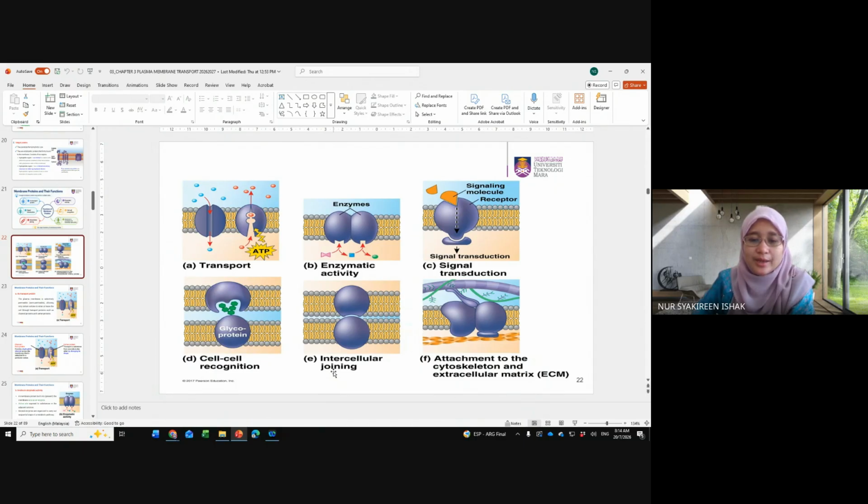Okay. And then we have here the proteins that are involved in intercellular joining, such as the tight junction, the gap junction. So it joins cells together. And then we have here the protein that is attached to the ECM on the outside of the cell, and also to the cytoskeleton on the inside of the cell. So this one applies to animal cell. Okay, so animal cell has no cell wall. So in order to maintain the shape of the cell, to maintain the plasma membrane, the embedded protein, the transmembrane protein, will be attached to the ECM.